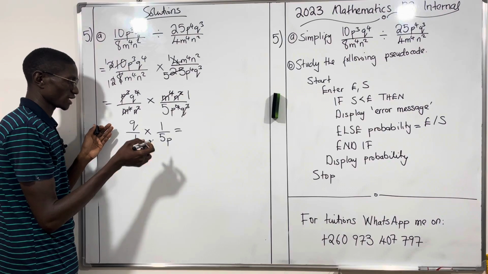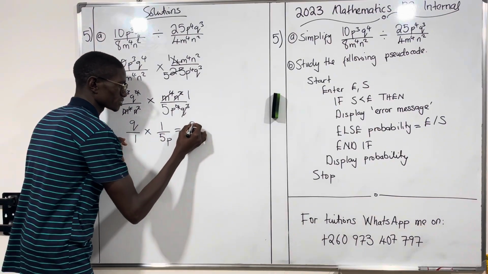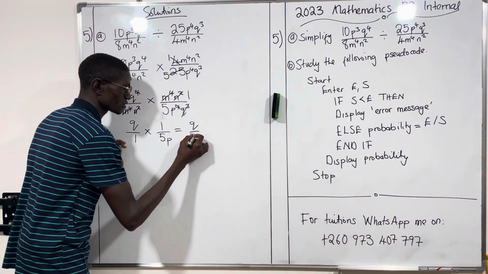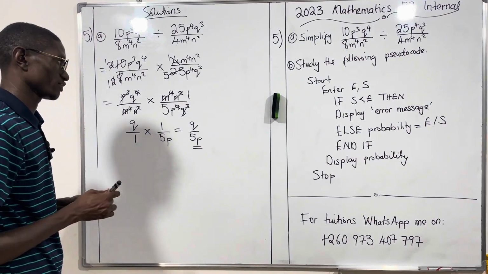So we go ahead and multiply. Numerator times numerator, denominator times denominator. So q times 1, that is q, over 1 times 5p. That gives us 5p. And that will be our final answer.